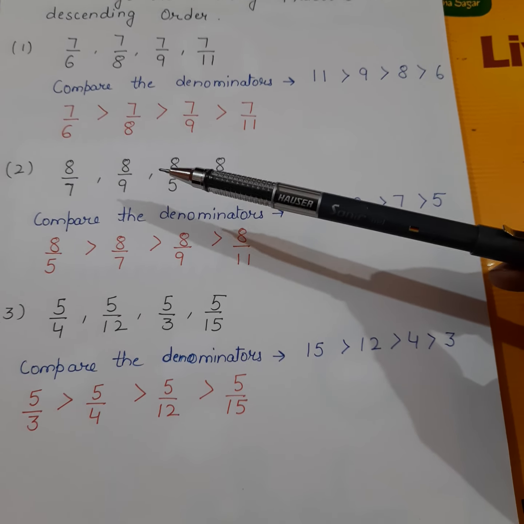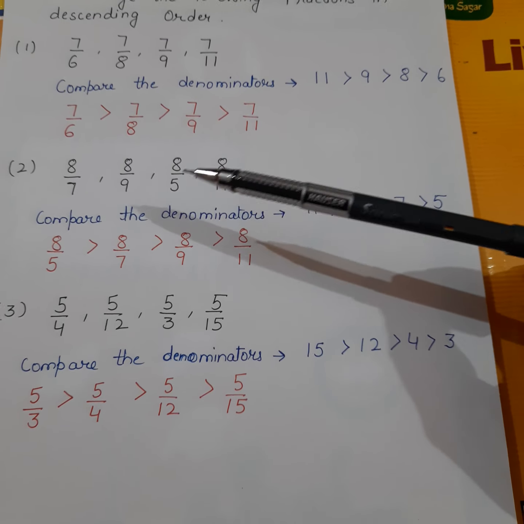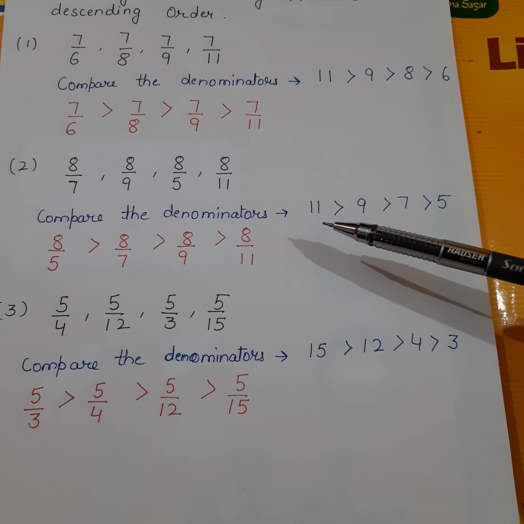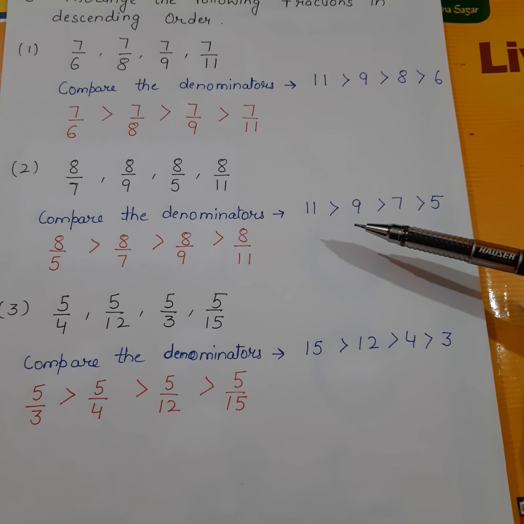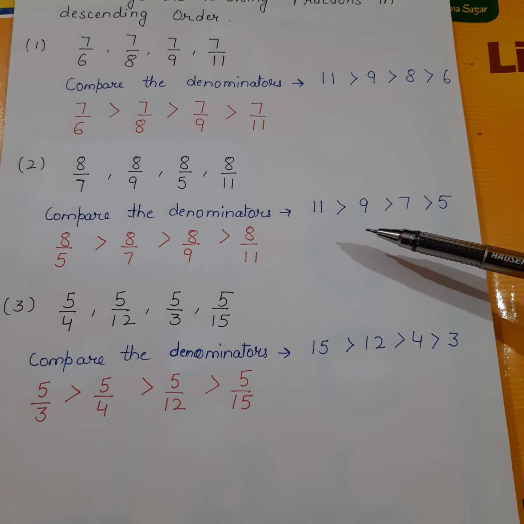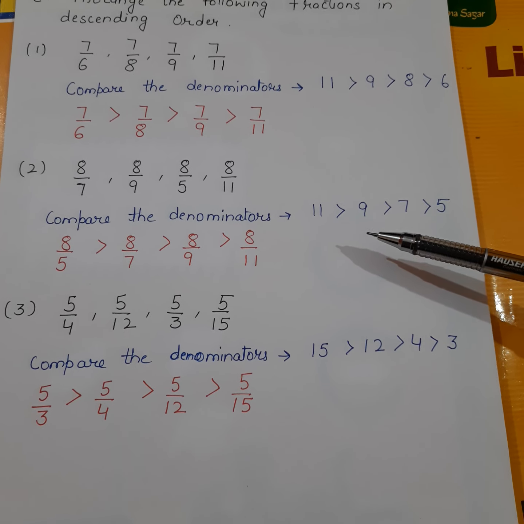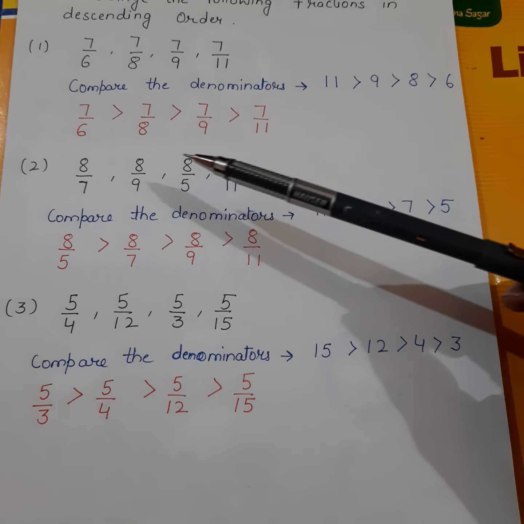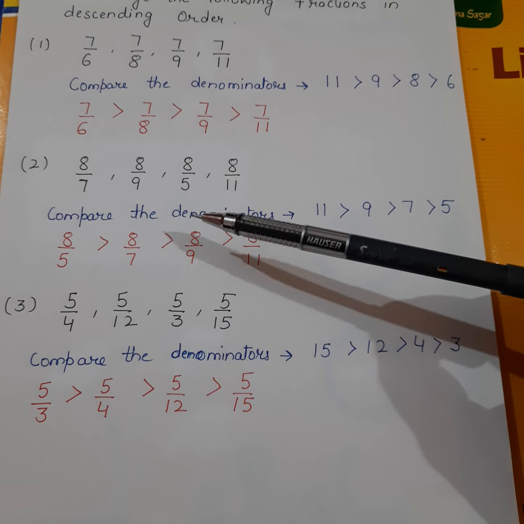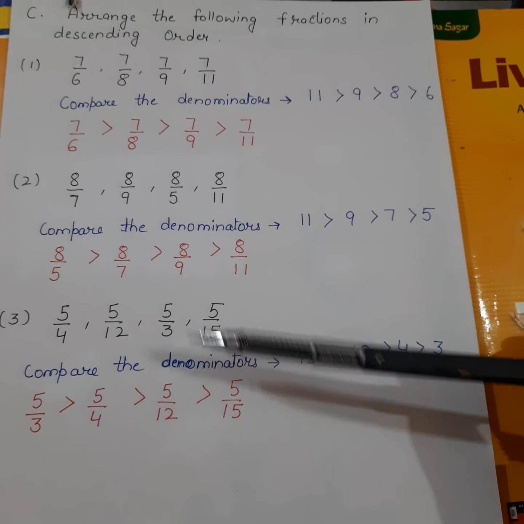Now 8 by 7, 8 by 9, 8 by 5 and 8 by 11. Compare the denominators 11, 9, 7, 5. The fraction with the smaller denominator will be the bigger one. So 5 is the smallest; which one has 5? This one, 8 by 5, then 8 by 7, 8 by 9, 8 by 11. You can arrange like this.